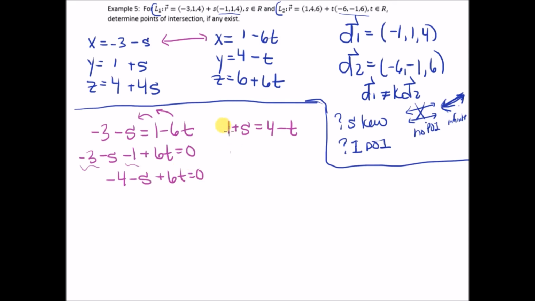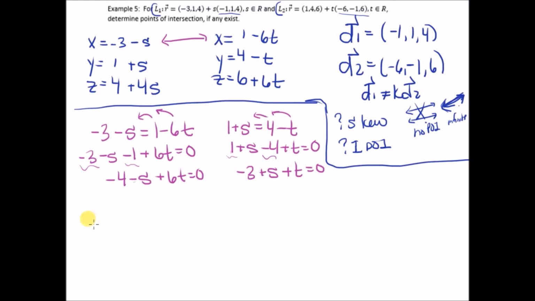Do the same for this equation. 1 plus s, we'll bring over the 4, so negative 4 plus t equals 0. And let's put these in the same order. So negative 4 minus s, so constant, s, and then t. So 1 minus 4, so constant, s, and then t. What we have is two equations and two unknowns. We can either use substitution or elimination. I set these up so that I can use elimination.